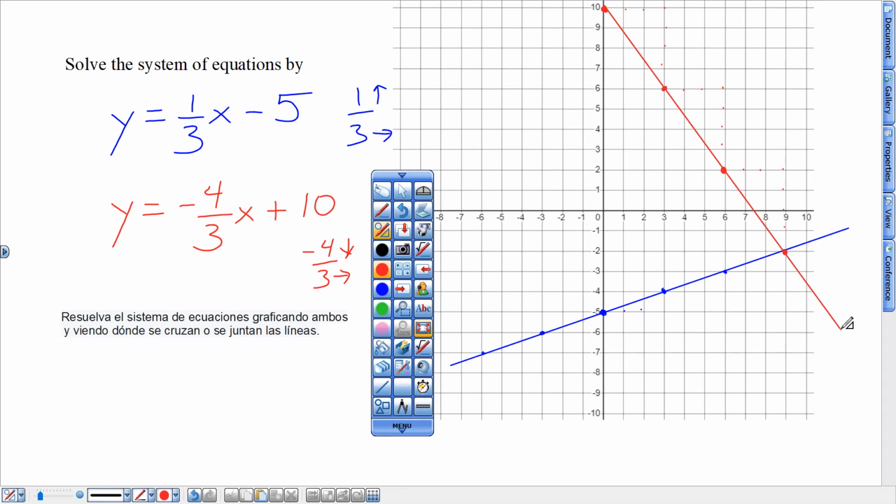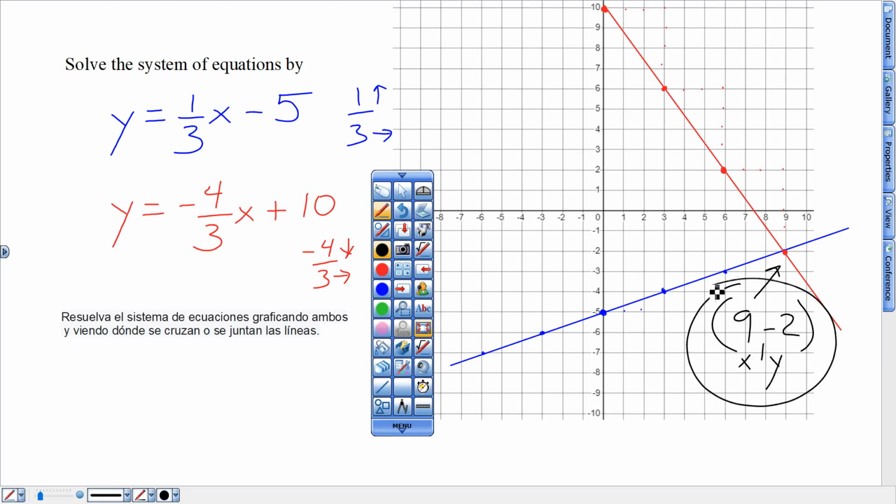And then looking at where those points intersect right here, that is my coordinate for x and y. That's 9, down 2. Don't blow it at the end by writing the wrong coordinate. Make sure you write the correct coordinate.